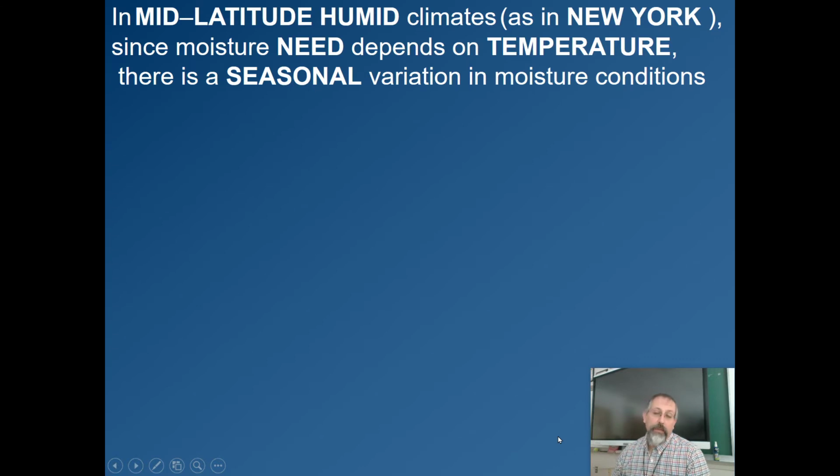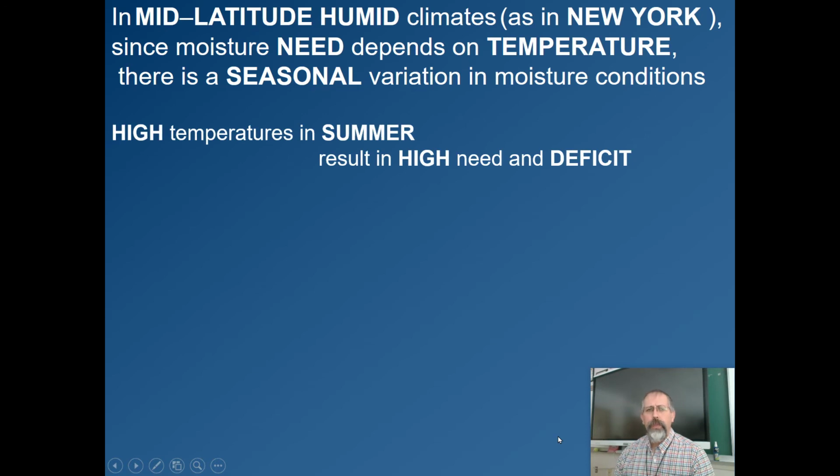Now, we'll be focused on us. Here in New York, where we have a mid-latitude and humid climate, we have seasons and quite a bit of water around. Since moisture need depends on your temperature, and we definitely have seasons, there's going to be a variation in moisture conditions. So in the summertime, when the temperatures are higher, we have a high need for moisture because water is evaporating pretty quickly and plants are growing and pulling water out of the ground. And that often means that by the end of the summer, we have a deficit of water.